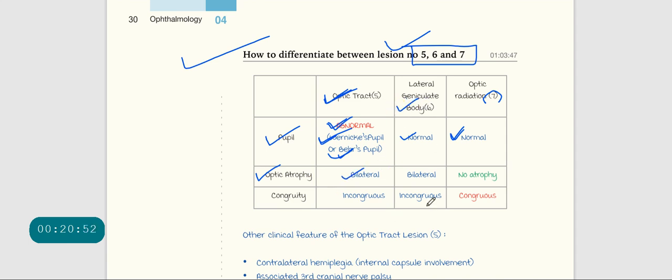Very important, students. In an optic tract lesion, congruity, there is incongruity.